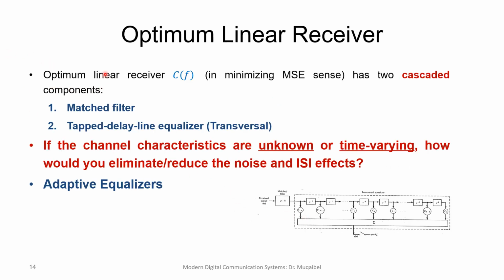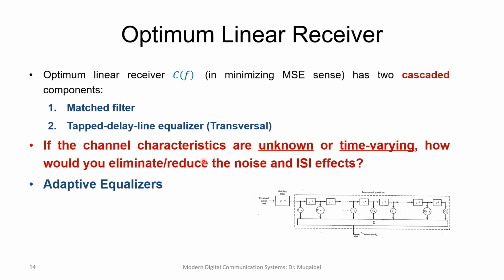So the optimum linear receiver in minimizing the mean square error is a cascade of two things: a matched filter and a tap delay line equalizer. Tap delay, because it's like a delay line where we take all the pulses and compare them with the previous ones to remove the ISI.